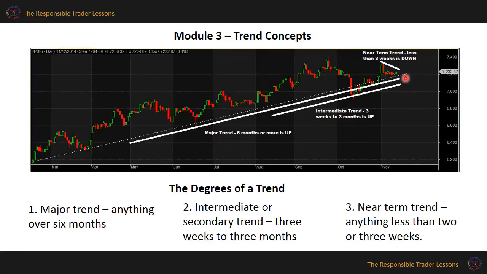If you notice, this is the PSEI. The major trend for the index is up. For the intermediate trend, lasting for 3 weeks to 3 months, the trend is also up. For the near-term trend, anything less than 2 weeks, the near-term trend of PSEI is down.